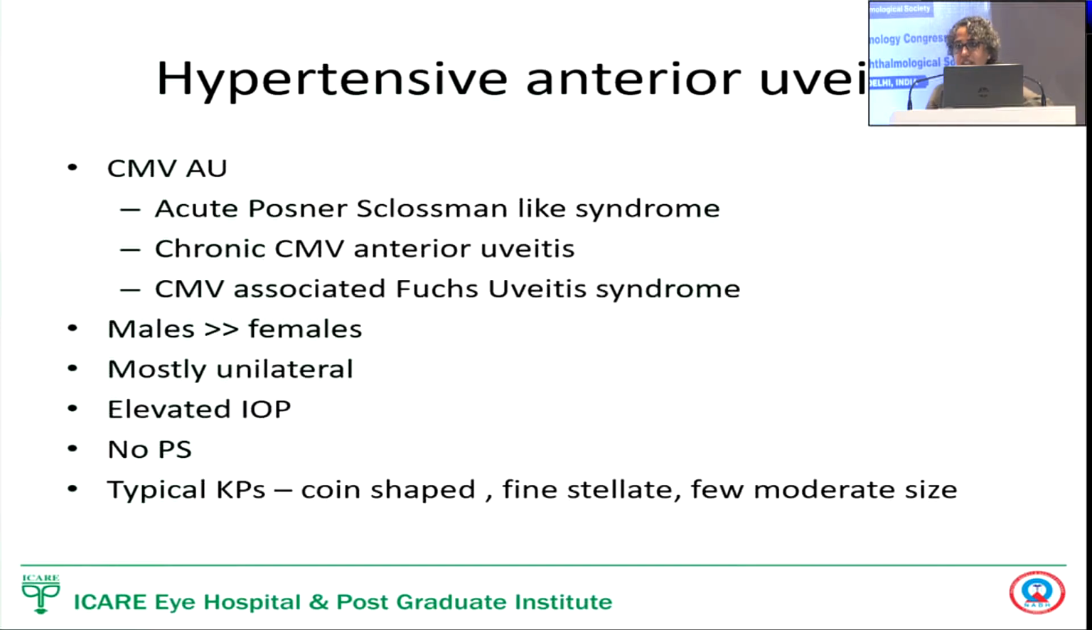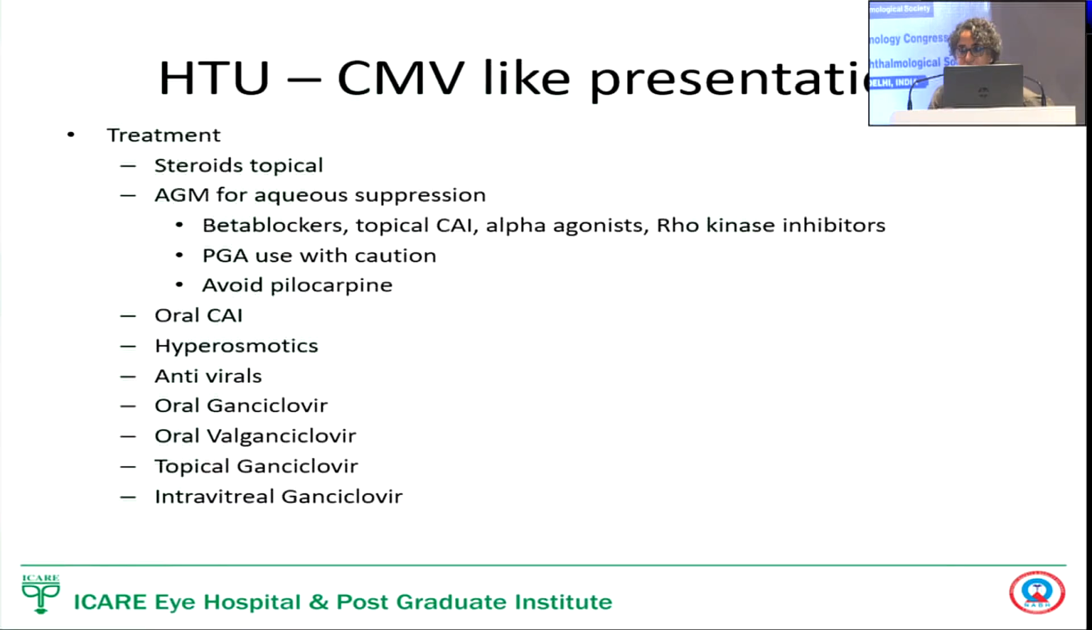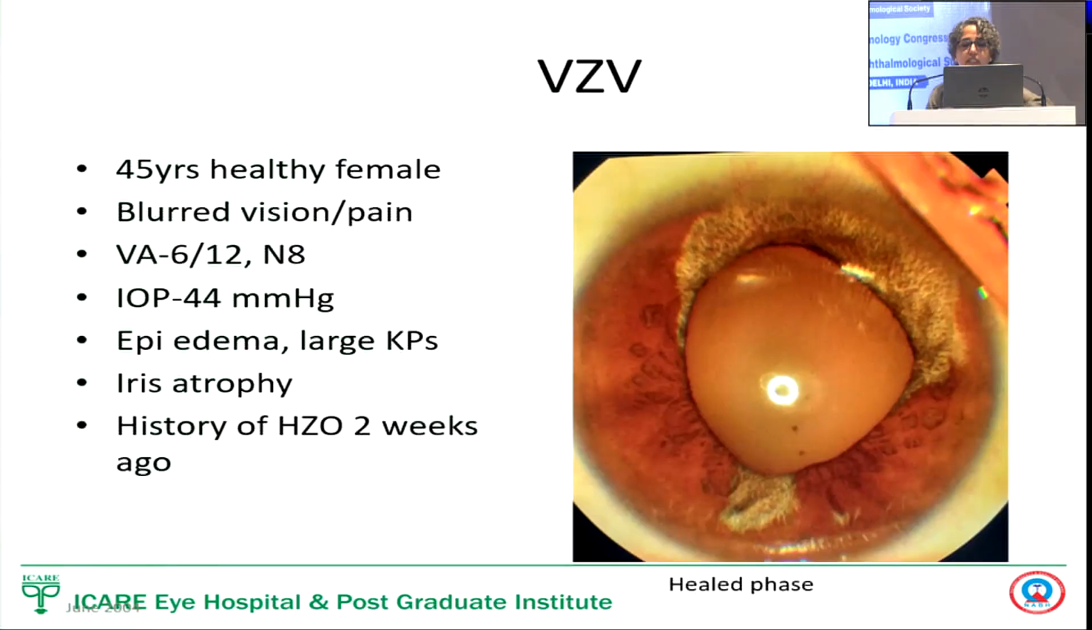So CMV is another common entity where you can have hypertensive anterior uveitis, again seen more in males than females, mostly unilateral, and typical KPs which are coin-shaped and fine stellate KPs can also be seen. Again, topical steroids are very helpful, and anti-glaucomas can be something that can change the course of this disease.